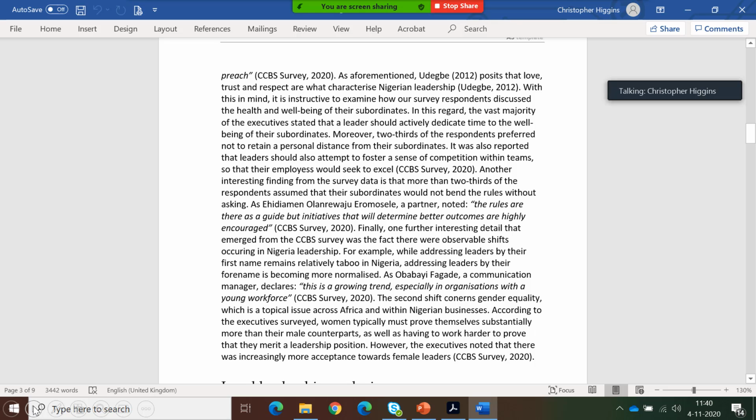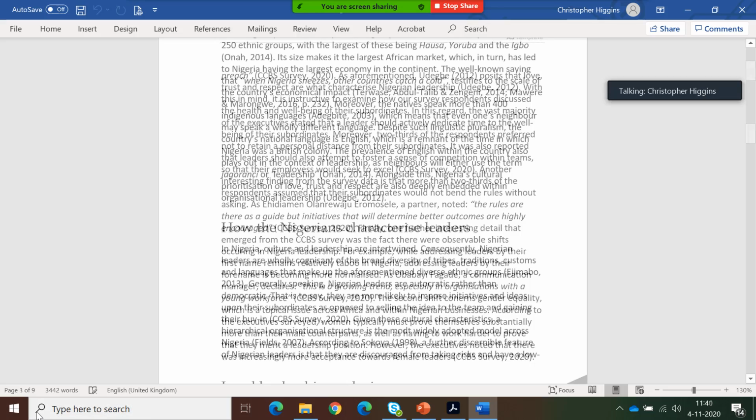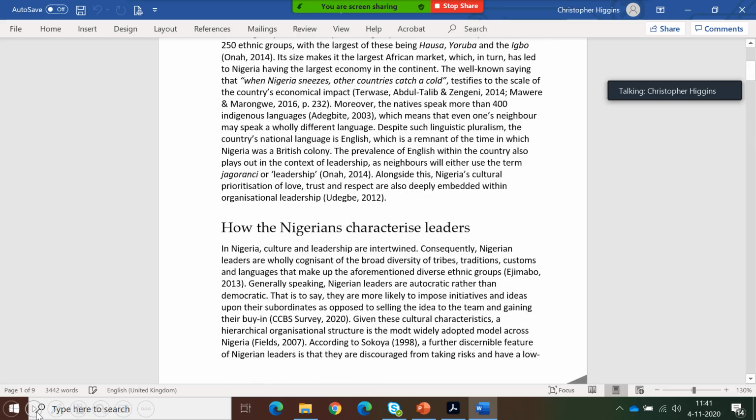Finally, one further interesting detail that emerged from the survey was the fact that there were observable shifts occurring in Nigerian leadership. And again, they follow on to use direct quotes to talk about shifts. They link it to gender equality and so forth. And later on in their discussions and hierarchy and so forth, they link back and they use some of this data to support and justify and verify the other arguments that academics and their interviewees have made.